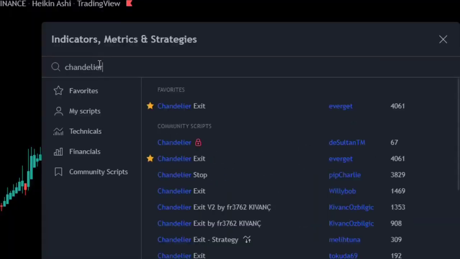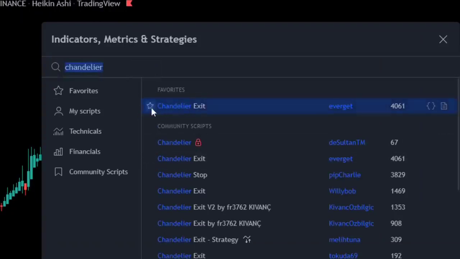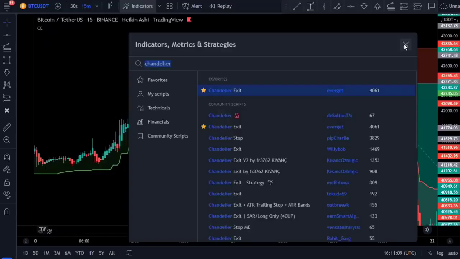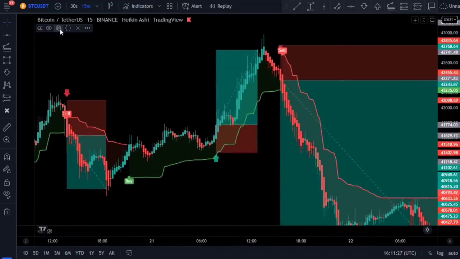Let's go to the first indicator. I search for the indicator. Add this indicator to the chart. We have used this indicator before, but this time it is different. In the settings, I will make new changes to the indicator.